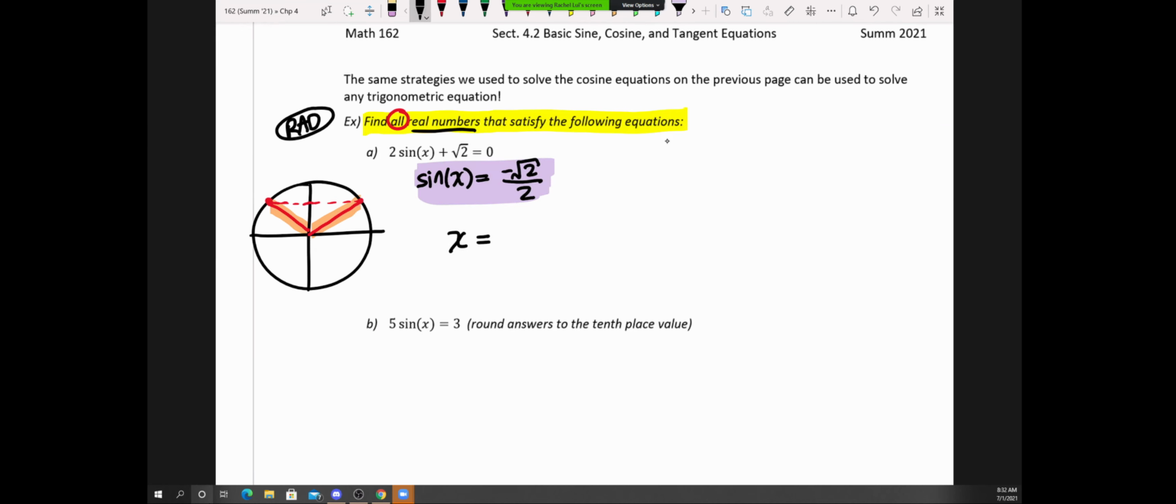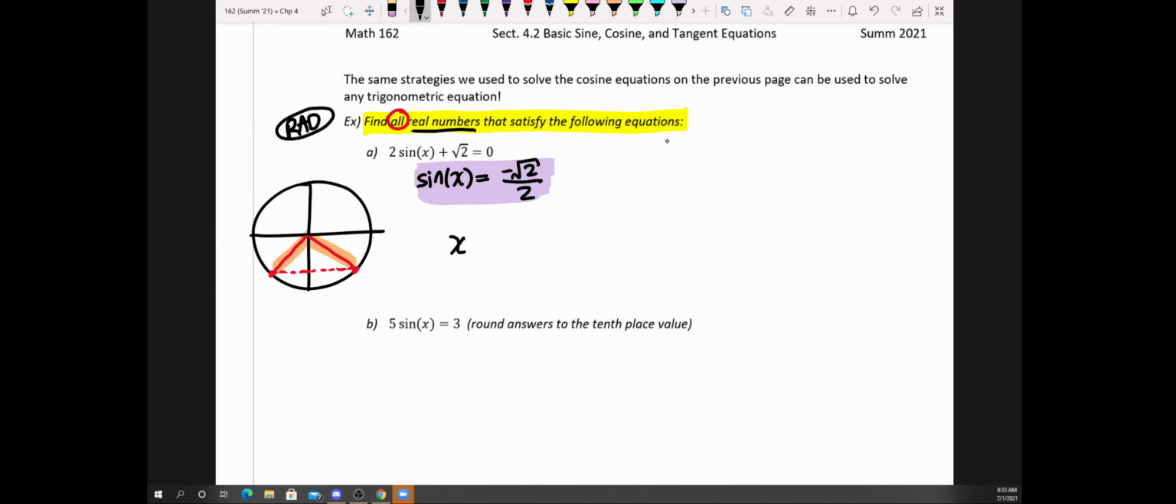What are the solutions that satisfy the equation that are between 0 and 2 pi? 5 pi over 4 and 7 pi over 4. Yes, I actually did not draw that correctly because I missed the negative sign. Good catch. So the y-coordinate is negative root 2 over 2. Negative is down here. Yes, at 5 pi over 4 and 7 pi over 4. There we go.